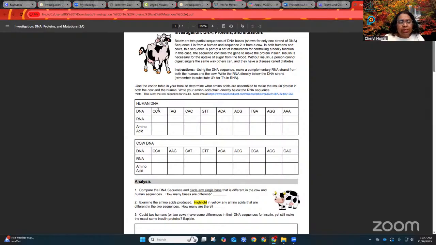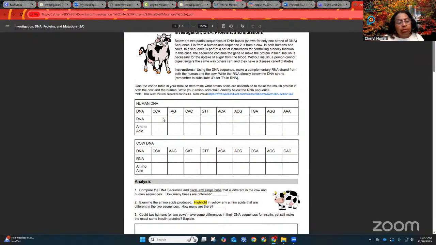So if we have C, C, A, every time we have a C, we have a G. And so that's going to be G, G. And every time we have an A, if it was DNA, it would be T, but this is RNA we're making, so it's going to be U. So our first box is, and then you should be writing it down, the first box is GGU.